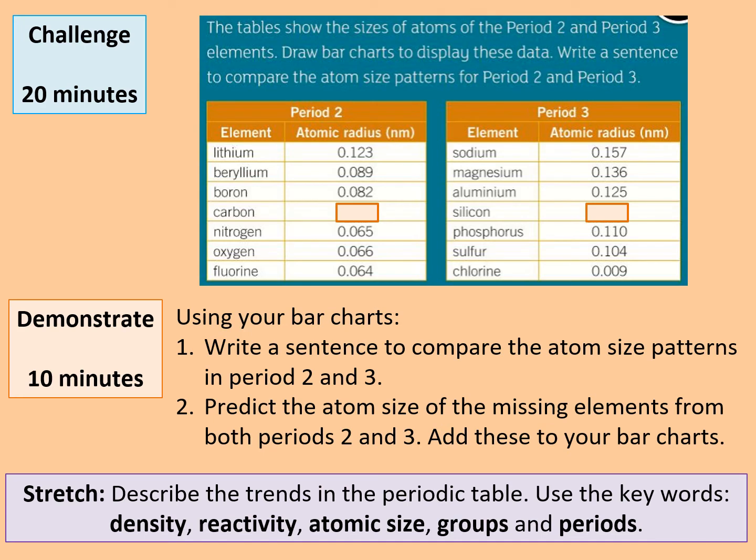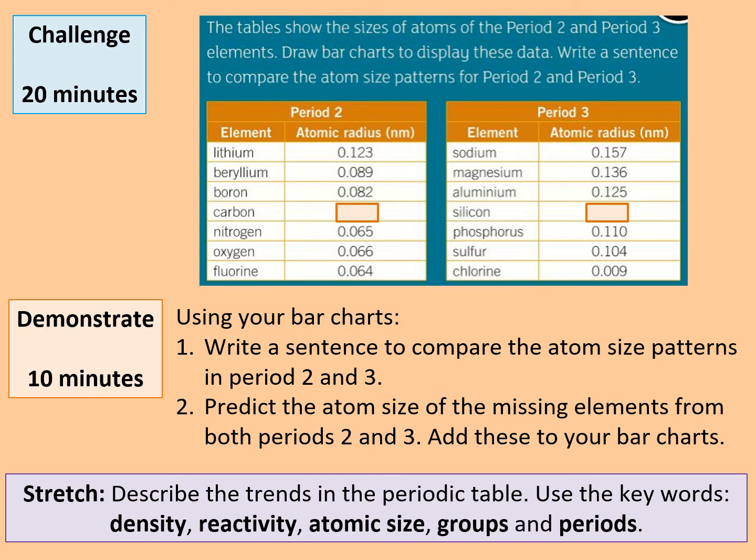Okay, your next task, you will need some paper. If you have squared paper or any graph paper, that would be ideal. Otherwise, this might be a bit of a rough graph. So you have 2 sets of data here for period 2 and period 3. What I'd like to do is to create a bar chart to display this data. Then write a sentence to compare the atom size patterns for period 2 and period 3. So what happens to the atoms as you go across the periods?